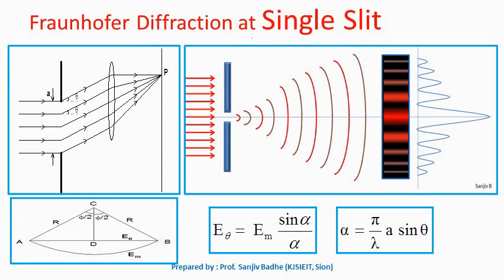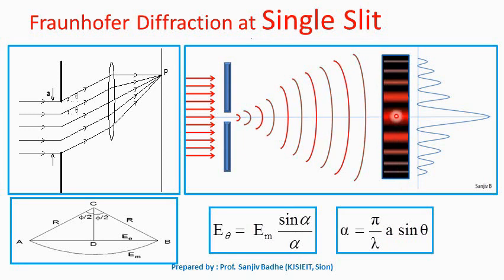phasor diagram, and the resultant amplitude of the light waves arriving at point P is obtained as E theta equal to Em sin alpha upon alpha, where alpha is pi by lambda A sin theta.